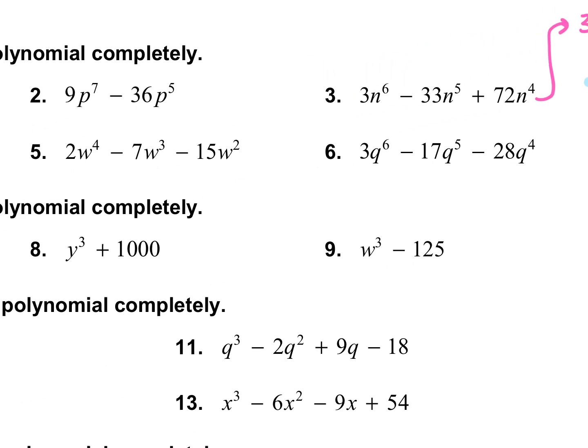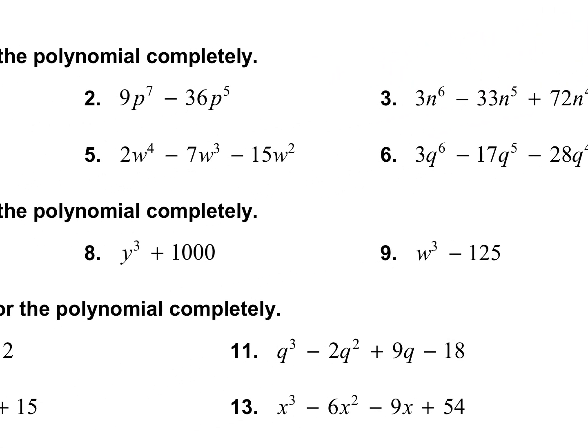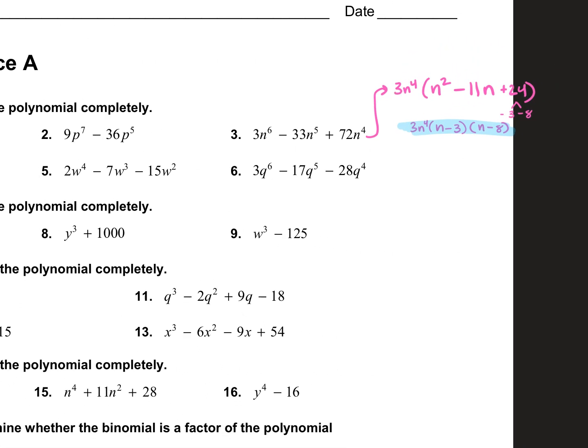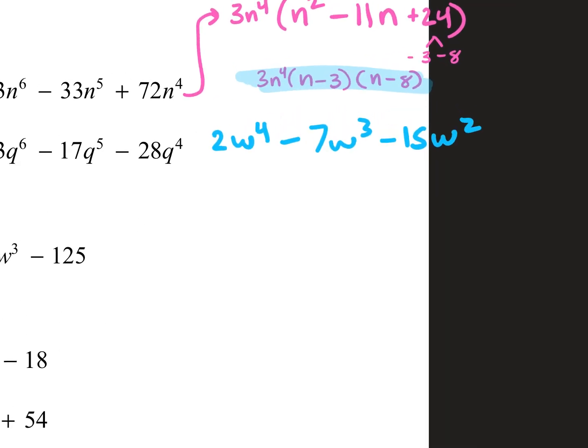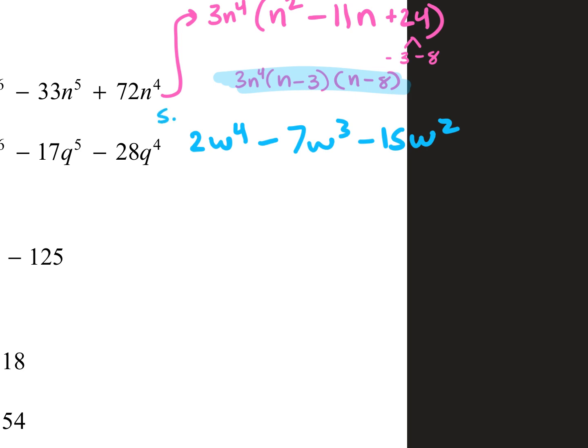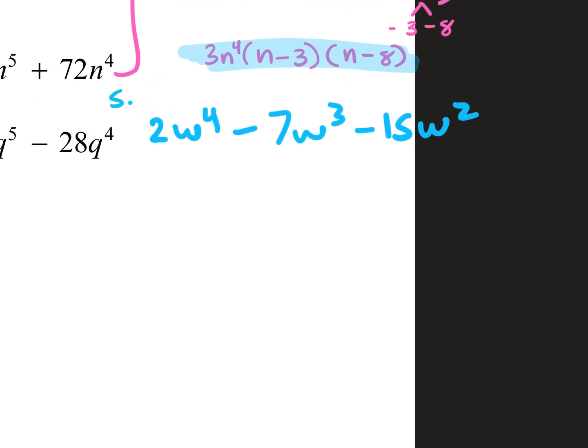Let's do number 5. I'm gonna rewrite it on the side here so we have more room. 2w to the 4th power minus 7w to the 3rd power minus 15w squared. So this one is number 5. What should we do first? Take out the GCF, which is w squared. So then we're left with 2w squared minus 7w minus 15.